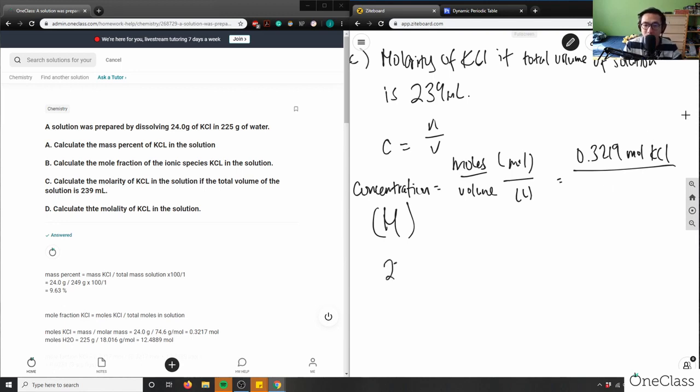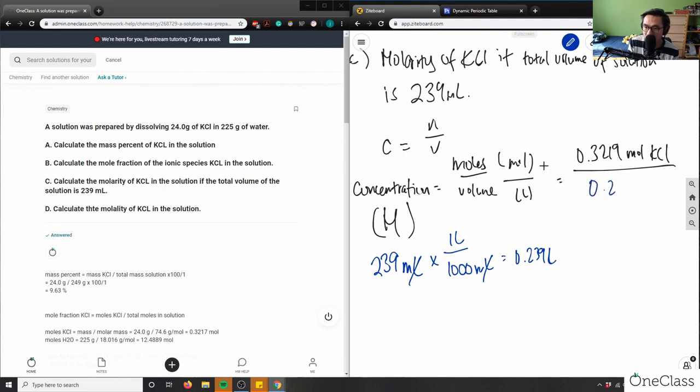I'll do some blue, because that's side work here. We want the SI unit for concentration, which is moles per liter, and we're given our volume in milliliters, so we have to convert this into liters. In order to do that, we divide by 1,000. 1 liter equals 1,000 milliliters, and the milliliters cancel out. So 239 milliliters divided by 1,000 gives me 0.239 liters.